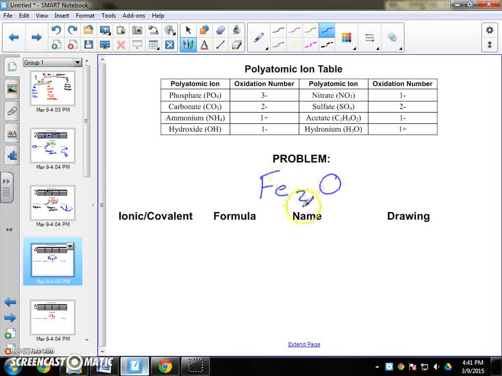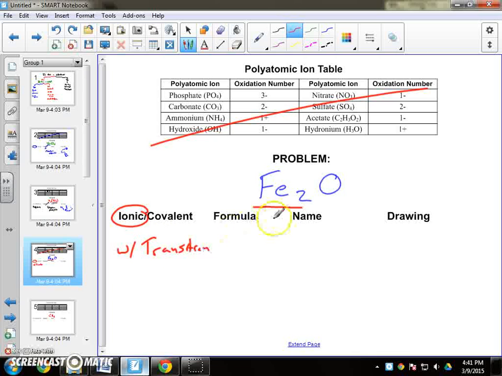Moving on to our next set, we've got Fe2O. So we go through and look at this. Is there a polyatomic? Iron's not, oxygen isn't, so cross off that. Is it ionic or is it covalent? I know iron happens to be a metal, so it's ionic, but there's a big key with a transition metal.